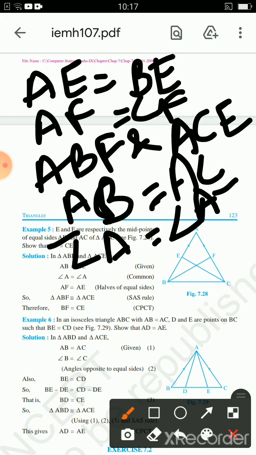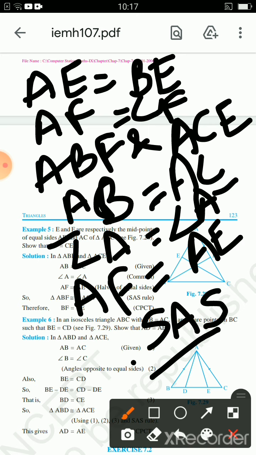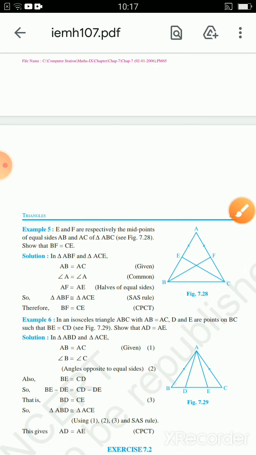So in triangle ABF, the side you can use is AF, and in triangle ACE, the side you can use is AE. So you will write AF is equal to AE. This is also because the halves of equal sides will be equal. So now two sides and one angle are equal, and the angle is the enclosed one. So the triangles will be congruent by side, angle, side. So the side BF will be equal to CE by CPCT.